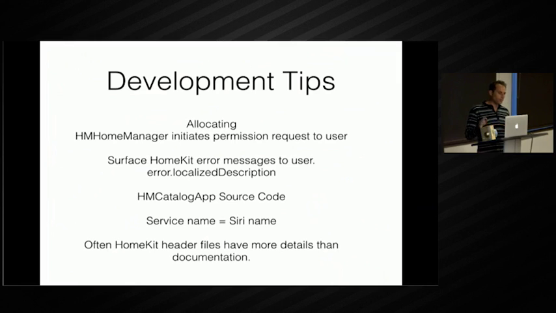If you want to name a service and make it accessible via Siri, the service name is what HomeKit looks at for Siri. And there's a surprising lack of documentation. I had to look often in header files and sometimes online. Sometimes header files, sometimes different places have the latest documentation. That was kind of surprising because usually the documentation has all the latest stuff.